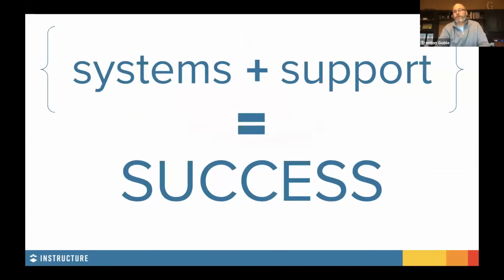And finally, what it really comes down to is that when we're implementing new technology, it could be anything.